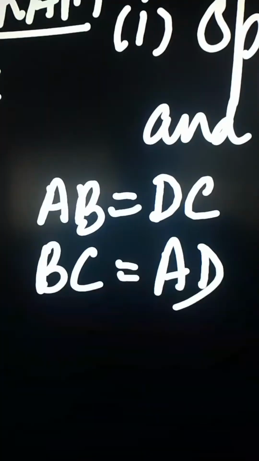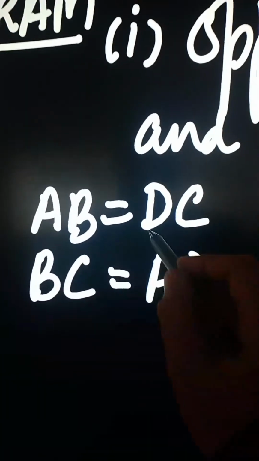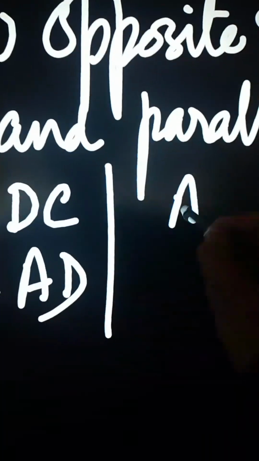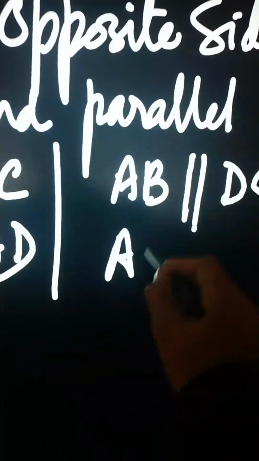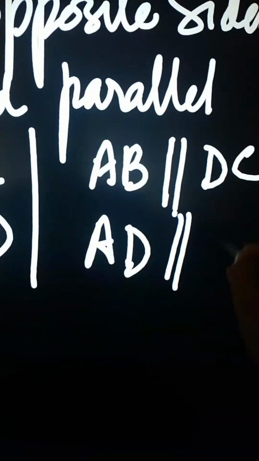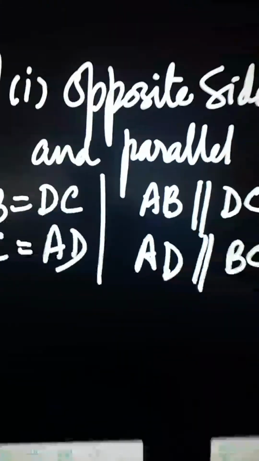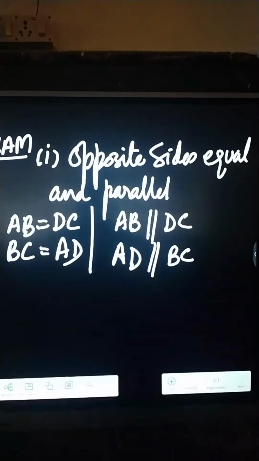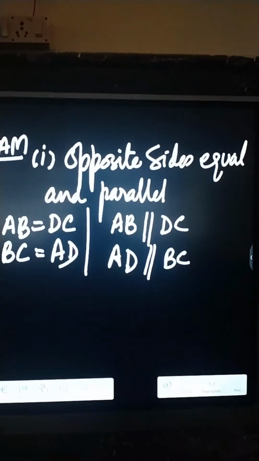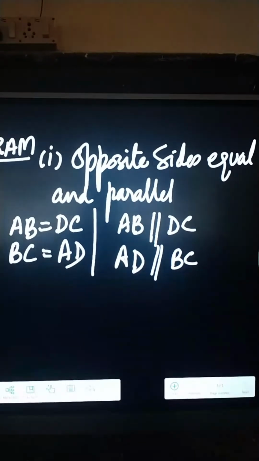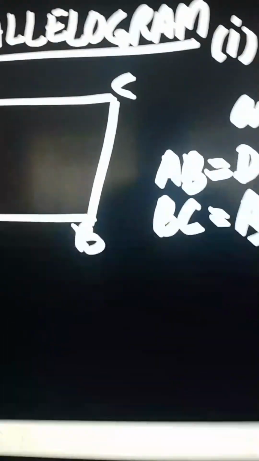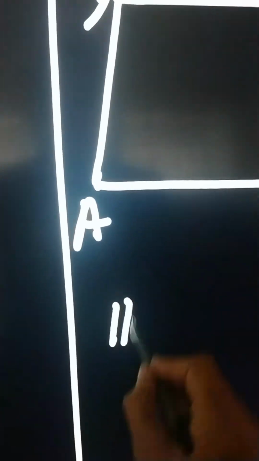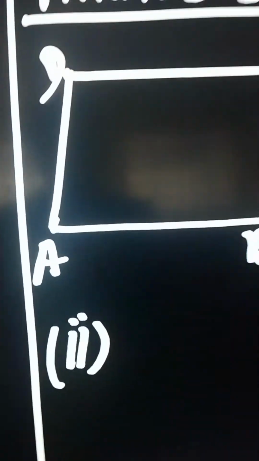Now these are the sides equal and they are parallel also. So AB is parallel to DC and AD is parallel to BC. These are the sides which are equal and parallel. Now these are the properties which you have studied earlier, but there is another important property.